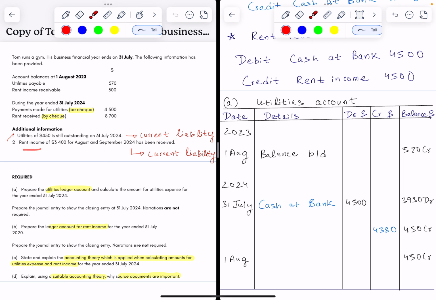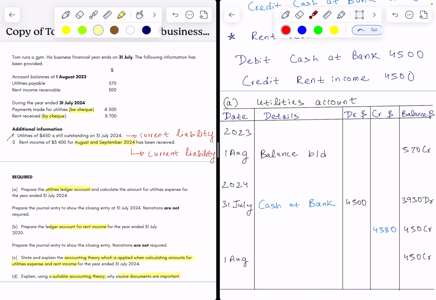Next, we have got rent income of $3,400 for August and September 2024, which has been received. Now, at 31 July 2024, which is the end of the financial year, we have got 2 months of extra rent, which are the months of August and September 2024. This is therefore rent payment that we have received in advance.